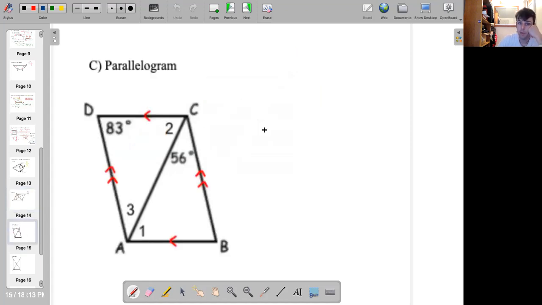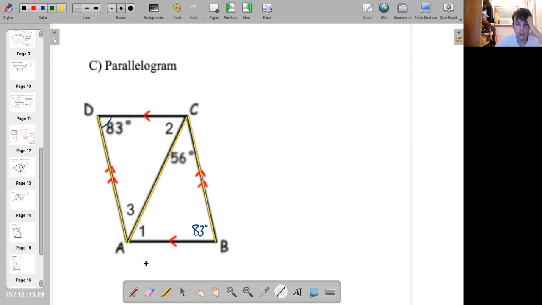Next problem, parallelogram. A couple things with parallelograms. Quickly, opposite angles are congruent, so this is 83 also. The other thing to keep in mind is parallel sides can create some alternate interior angles. So if I draw this sort of Z shape for you, I think you can see the alternate interior angles that are getting created.